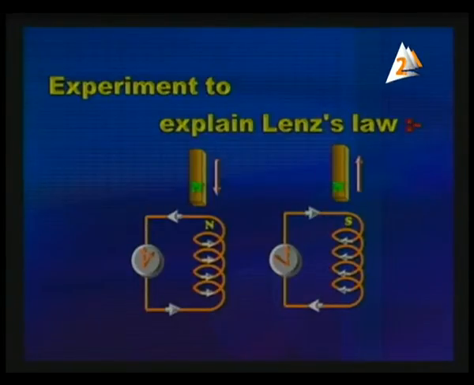And what happens when we remove the North Pole away from the magnet? Now the current opposes the removal of the North Pole, so an S pole is produced. Once again, when the North Pole is plunged into the coil, the induced current opposes the approaching of the North Pole and an N pole is produced. When removing the North Pole, an S pole is produced.